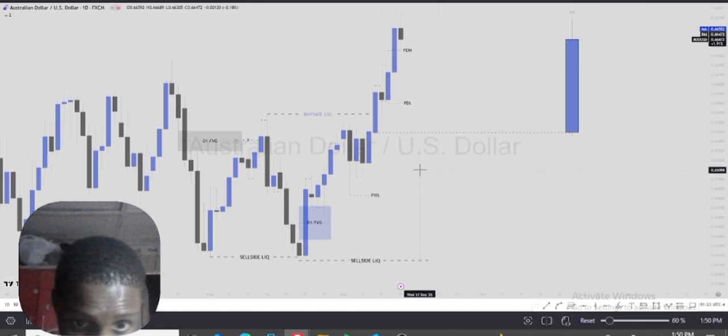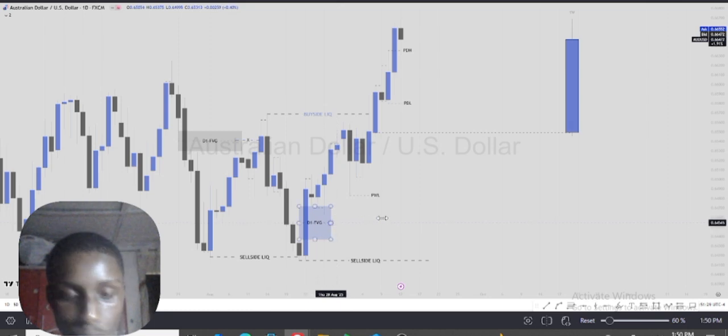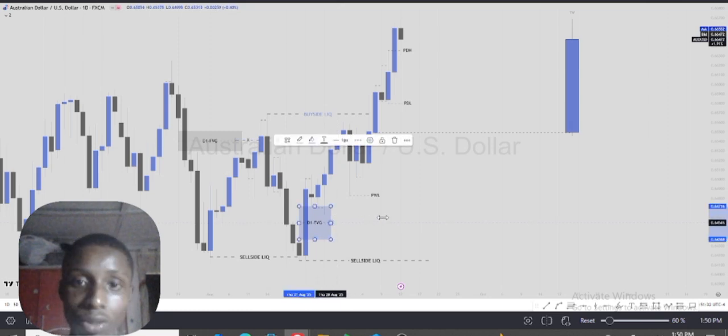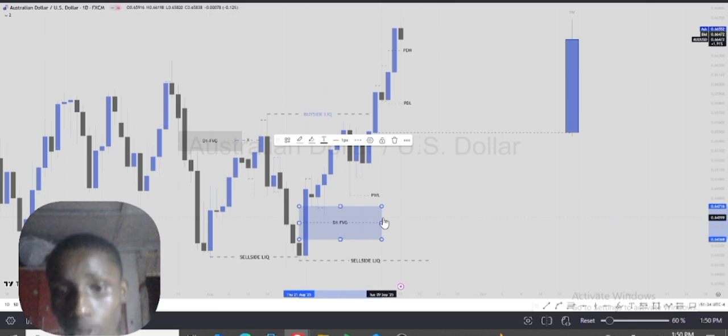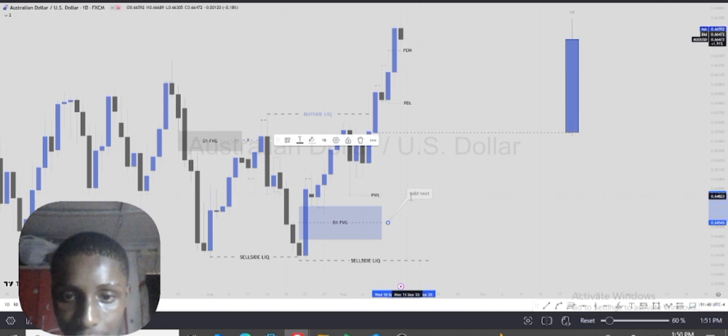So right here on AUD, same thing, we took out sell side liquidity. As we expanded to buy side liquidity, we created an FVG also. So also watch price, it might actually reverse. I want to look at this place for us to move up again. So also watch price at that level, at this level.